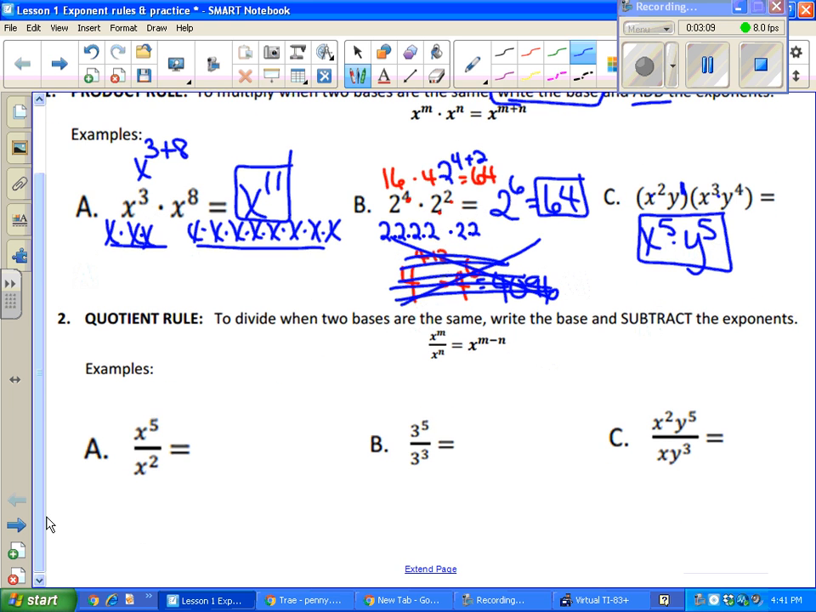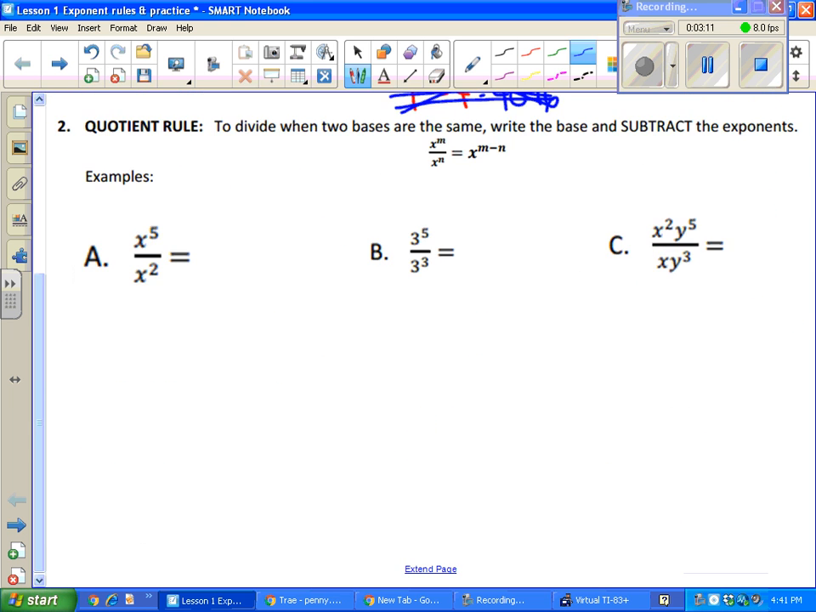Quotient rule. All right, quotient rule. This is when you have a fraction. This is when you're dividing. All right, so on the quotient rule, I'm going to take x to the 5th, which if you break it down is x times x times x times x, 5 times. And this is x times x times x, 2 times. 1 x on the top will cancel out 2 on the bottom and leave me with 3 x's. The answer is x to the 3rd.